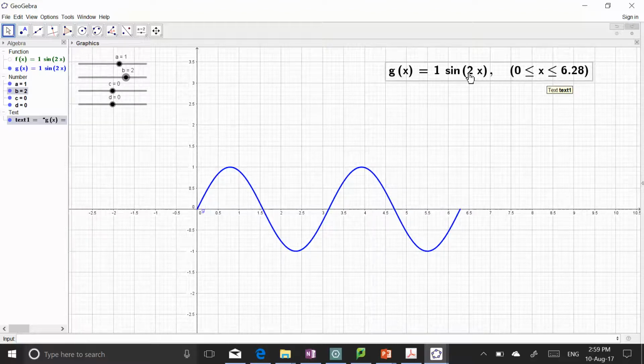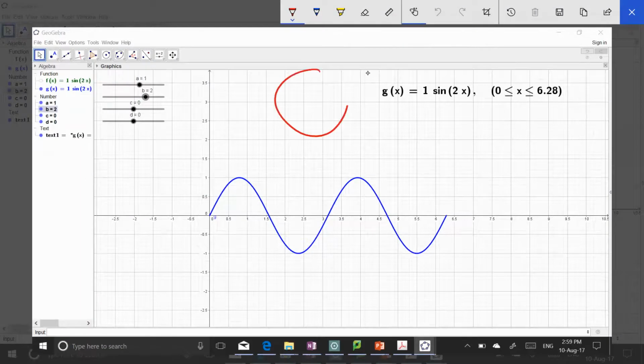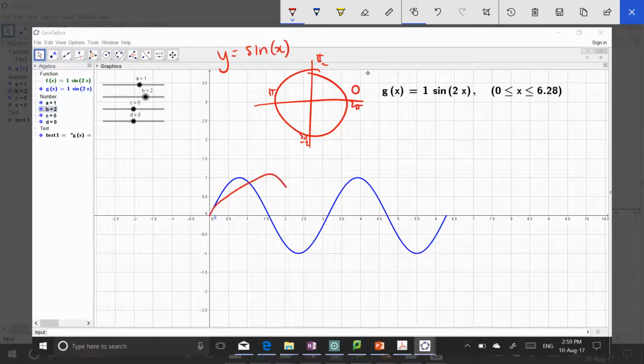Okay, so this is what I'm trying to show to you. What you're used to seeing is a unit circle that goes 0, pi on 2, pi, 3 pi on 2, to 2 pi. You're used to seeing it as y equals sine of x. We know that it goes up and comes back down. That's 1 cycle, right?